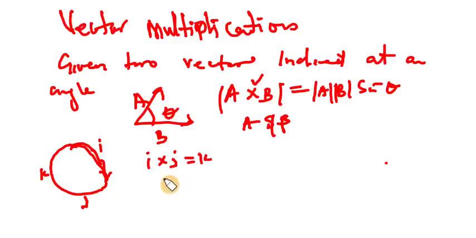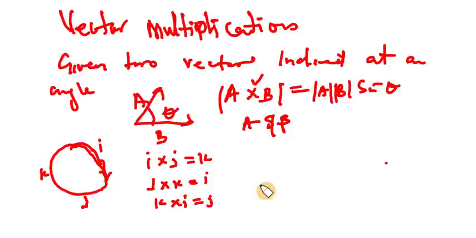Then when we cross J and K, it gives us I, and when we cross K and I, it gives us J, following this method. So when you do it in an anti-clockwise direction, you have it as what? Negative. You have it as negative.